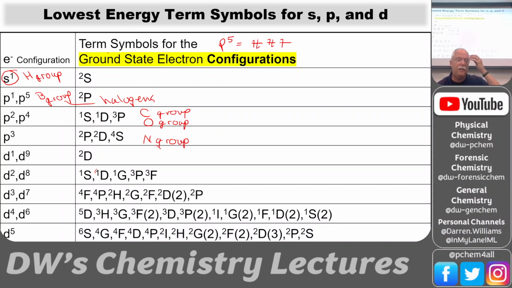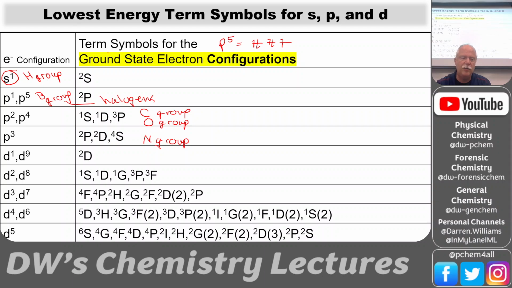Then we get into the Ds. And so you could do the same thing. The D1s would be scandium and D9 copper. So copper and scandium would be the same terms. The D2s and D8s, so titanium and nickel and so on. So you could work your way through and show all of these.